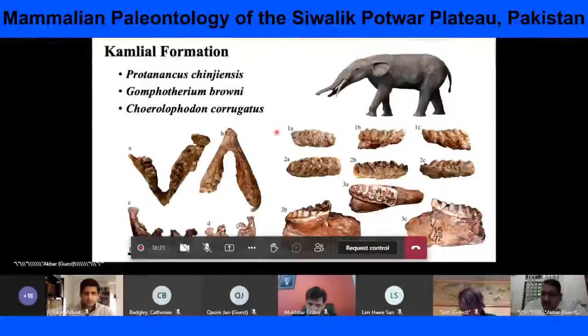Prodeinotherium chinjiensis, in which lower molars are characterized by pseudo-anancoidy and represent abundant cementation, whereas in Gomphotherium browni, there are prominent sulcus and pretrite median sulcus, smaller mesoconelets, and extremely low quantity of cement.